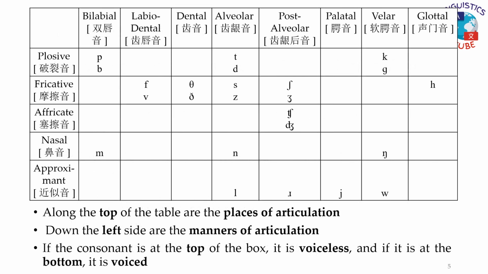Here is the table that we saw in the previous episode. Along the top of the table are the places of articulation. Down the left side are the manners of articulation. Finally, if there are 2 consonants in the same box, the top consonant is voiceless and the bottom consonant is voiced.